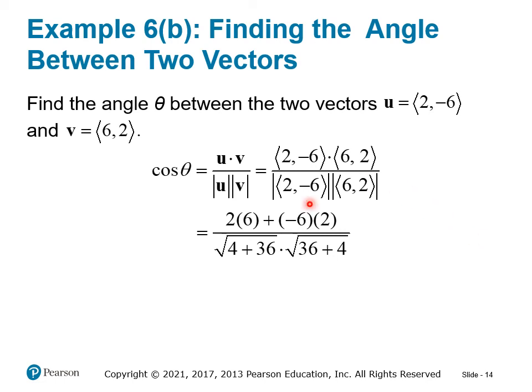And again, the product of the x's, 2 times 6, the product of the y's, negative 6 times 2, over the magnitude of the square root of 4 plus 36, 2 squared 4, negative 6 squared 36, 6 squared 36, 2 squared 4, okay? And we get 0 over 40 equals the cosine of theta, okay? So the cosine of what angle equals 0? That's 90 degrees. You could have done the inverse cosine, but hopefully you also knew that as well. Okay?